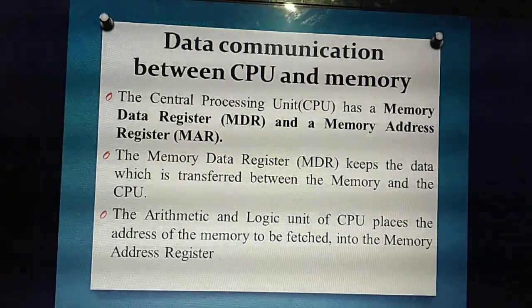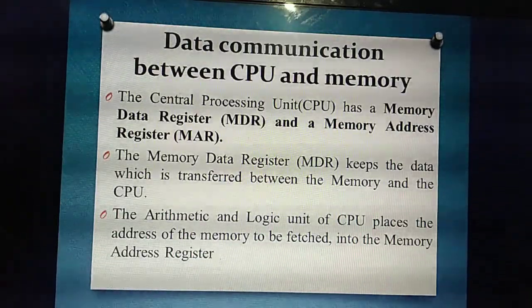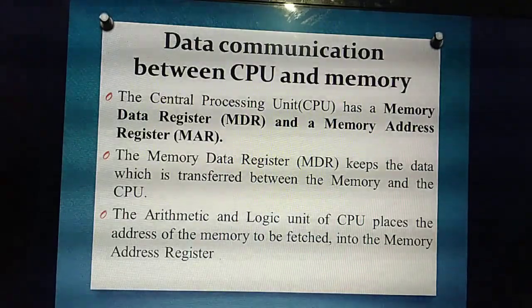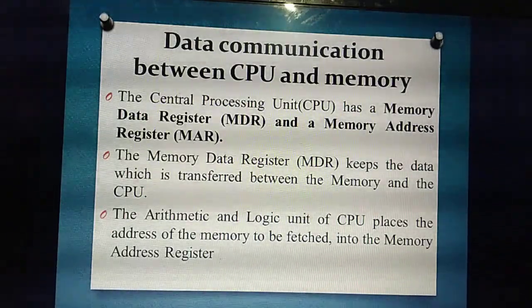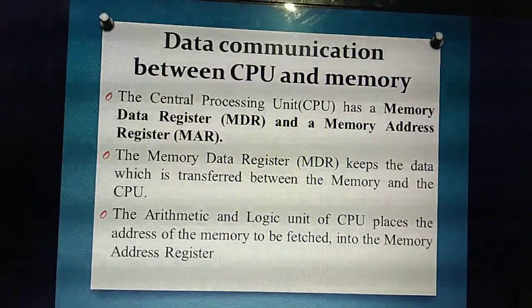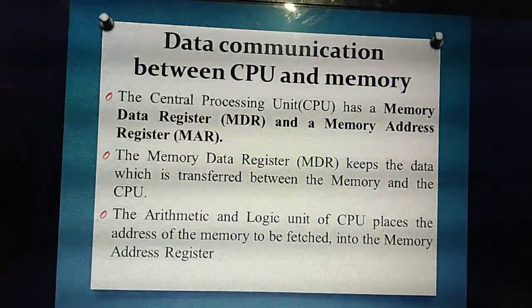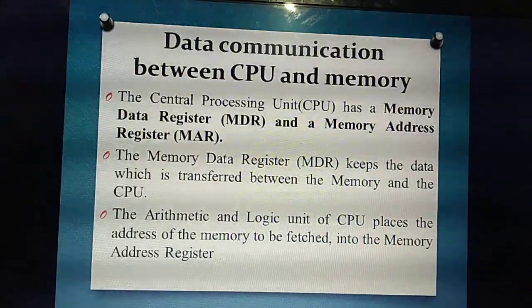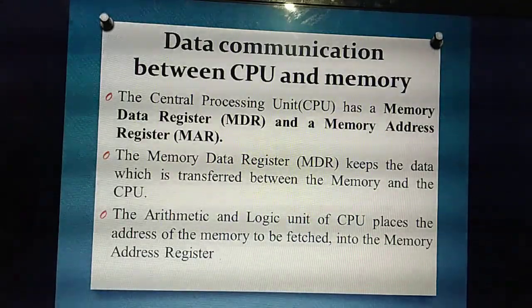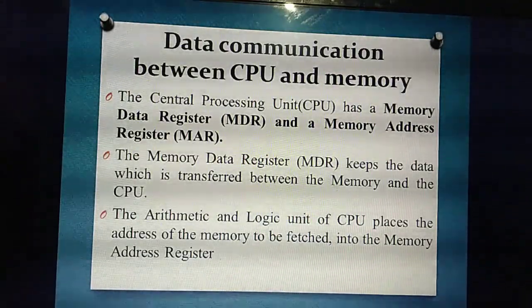How many types of memory have you studied? Two types. What are they? Primary memory and secondary memory. So in between this memory and the CPU, what information are you transferring? All that information is stored in which register? Memory data register. Understand?